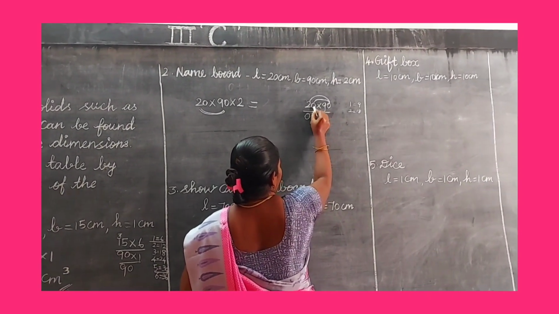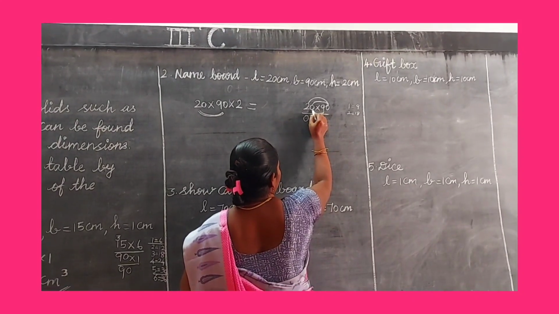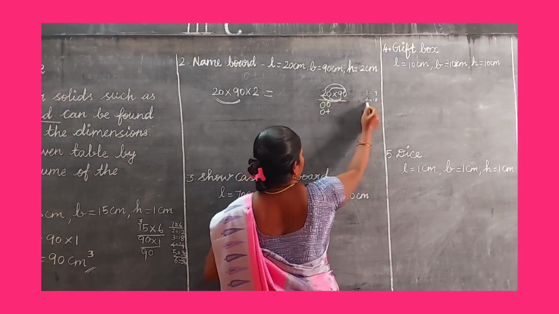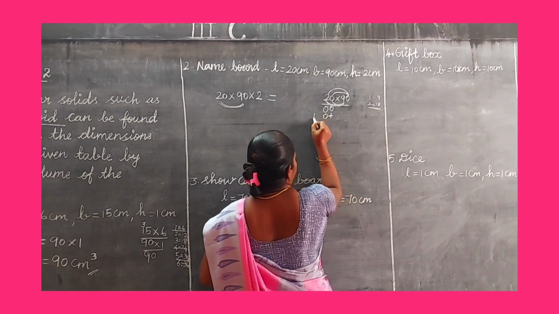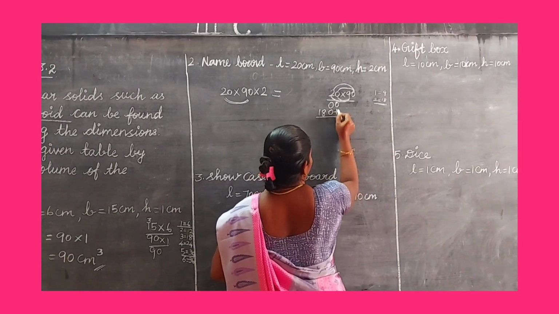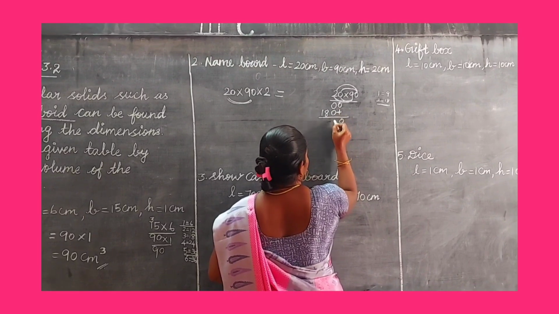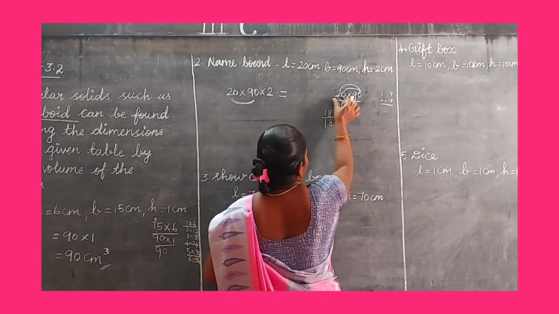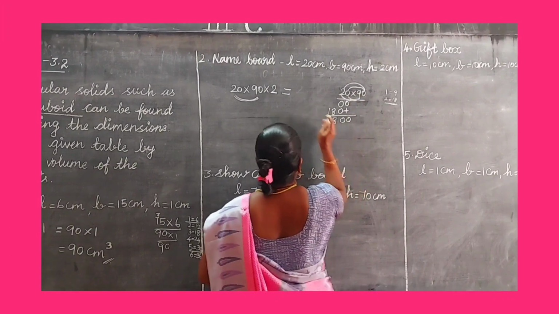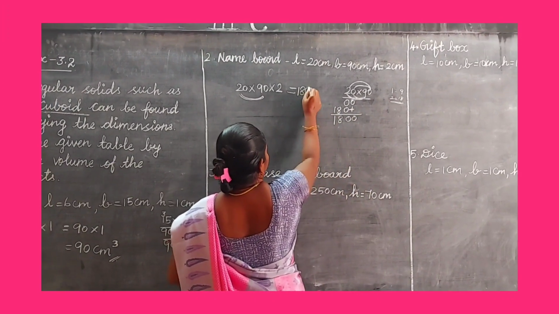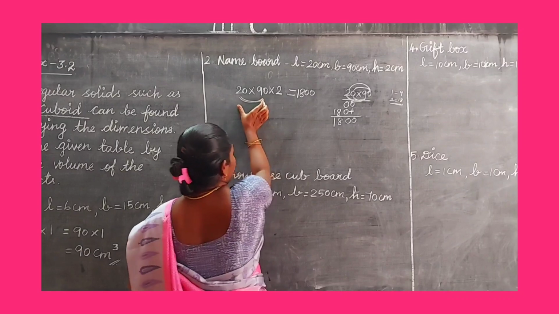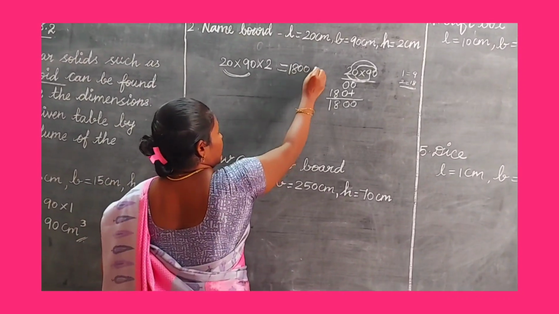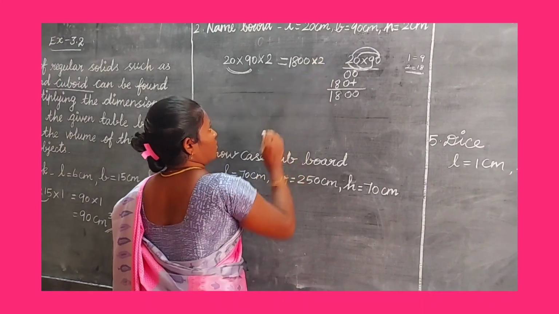9 into 0. Any number multiplied with 0 gives 0. Next, 9 twos are 18. Now add the value 0, 0 plus 0, 0, 8, 1. So 20 into 90 means we get 1800. So we have to multiply two numbers. Next number is 2. So 1800 into 2 we have to multiply.